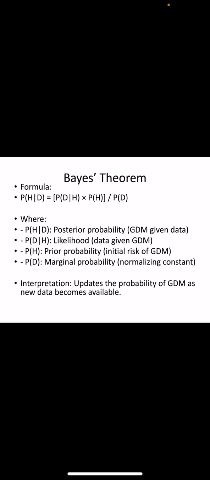What is Bayes theorem? Bayes theorem is P of H given D equals P of D given H times P of H divided by P of D, where P of H given D is the posterior probability of the hypothesis given the data from the GDM. P of D given H is the likelihood of the data, and P of H is the prior probability, that is the initial risk of GDM. P of D is the marginal probability, which is the normalizing constant. Interpretation: update the probability of GDM as new data becomes available.